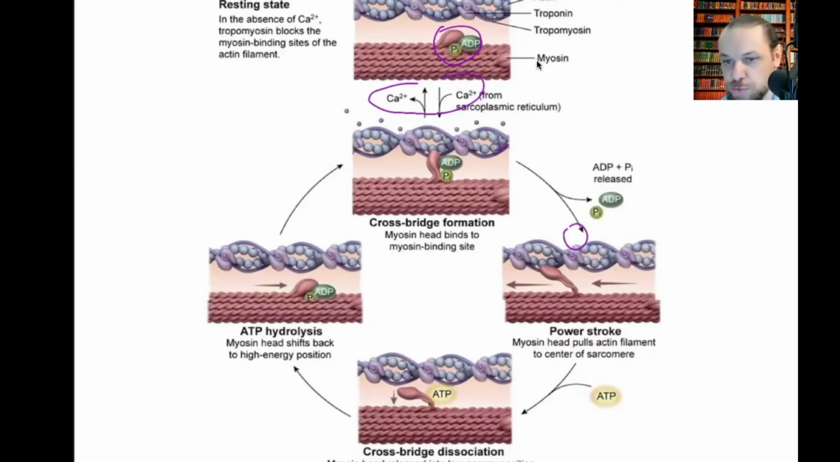This power stroke moves both the thin and thick filaments in together towards the M line, the middle. And this creates the sliding filament theory. Muscle contraction occurs. Once the contraction is done, ATP comes in and tells the myosin to disconnect from the actin and go back to its position. With ATP hydrolysis, we see adenosine diphosphate and phosphate now bound to myosin, awaiting the next cycle, waiting for calcium to come in and start this process all over again.